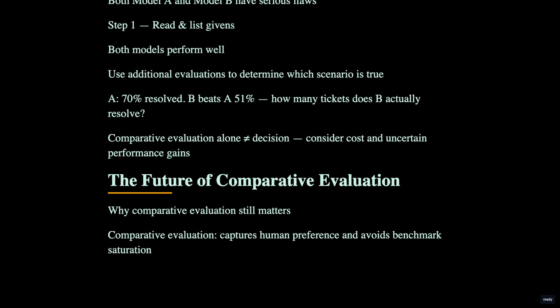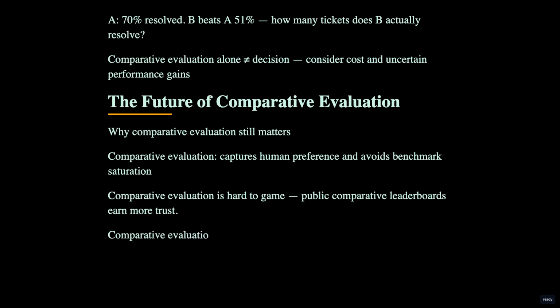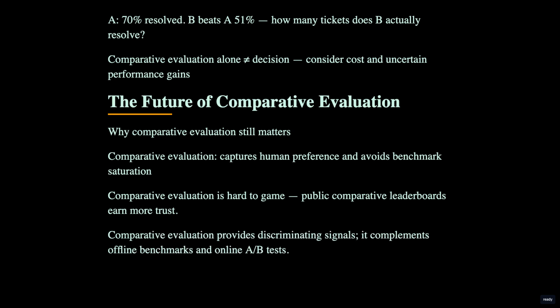Because it compares outputs rather than chasing absolute scores, it stays useful as models keep improving and doesn't become solved like traditional benchmarks. Comparative evaluations are difficult to cheat because participants can't simply train on the exact reference data used for comparison. As a result, public comparative leaderboards, which measure systems head-to-head on held-out tests, are generally considered more trustworthy than other public rankings. Comparative evaluation can reveal differences between models that single metric tests often miss.